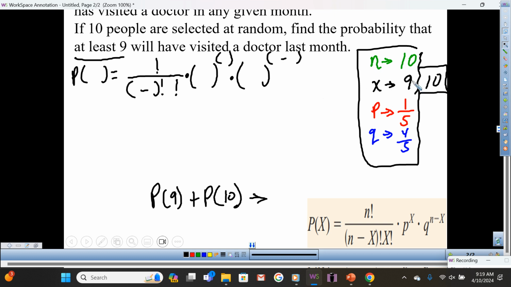So my first x is going to be what? Start with 9. So 9 goes here. 9, 9, 9, and 9. N is 10. 10, 10. What else? Right here. And 10. P is 1/5. And Q is 4/5.